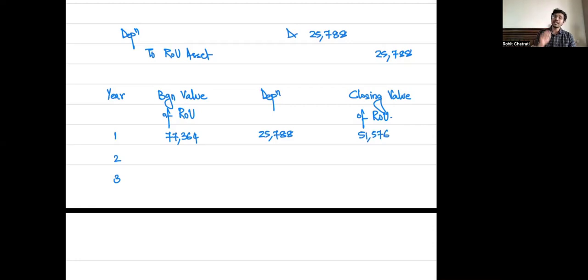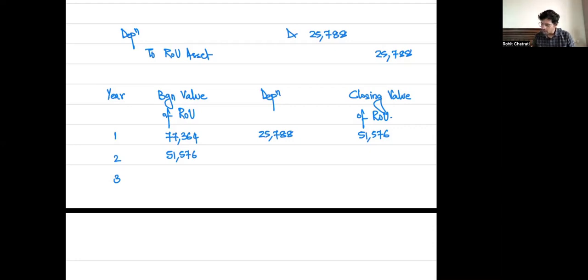51,576. At the end of year 1, when we prepare the balance sheet, the ROU asset is going to appear at 51,576. We recognize the ROU asset on commencement of 77,000. We depreciate it for 1 year, which is equal to 25,000, and the closing value is equal to 51,576. The closing value at the end of year 1 becomes the beginning value for year 2.